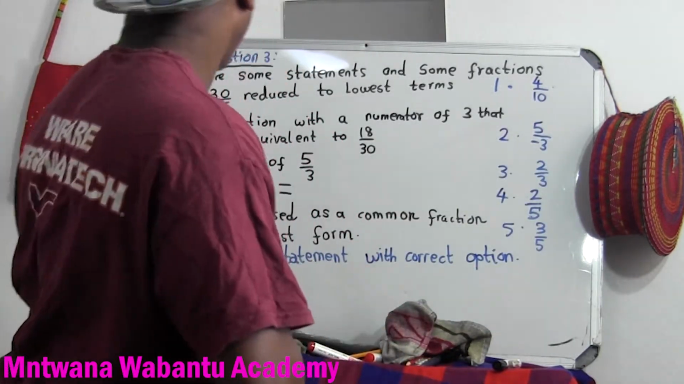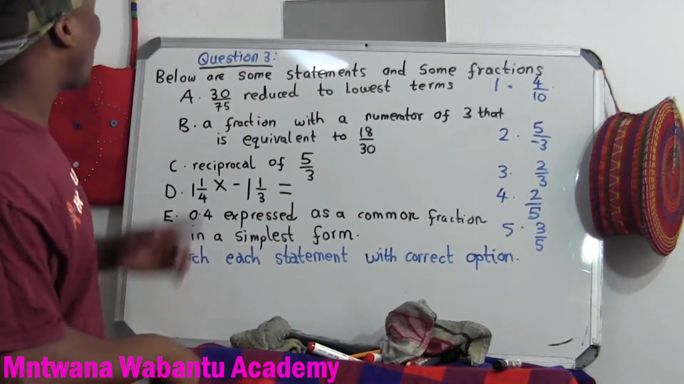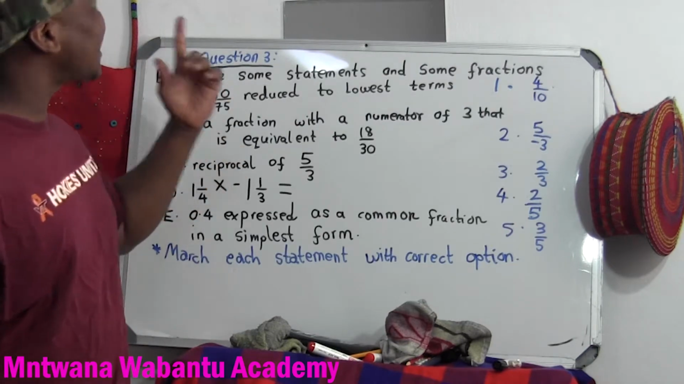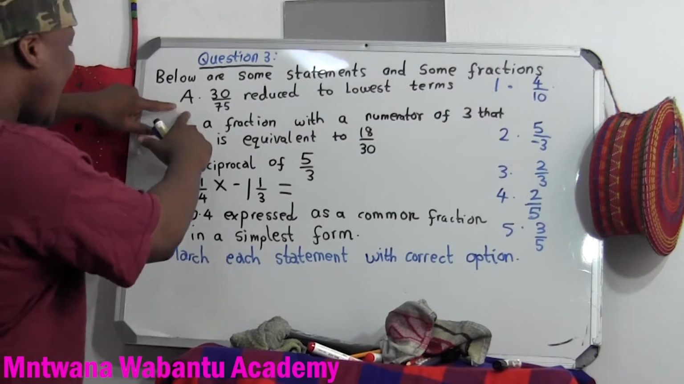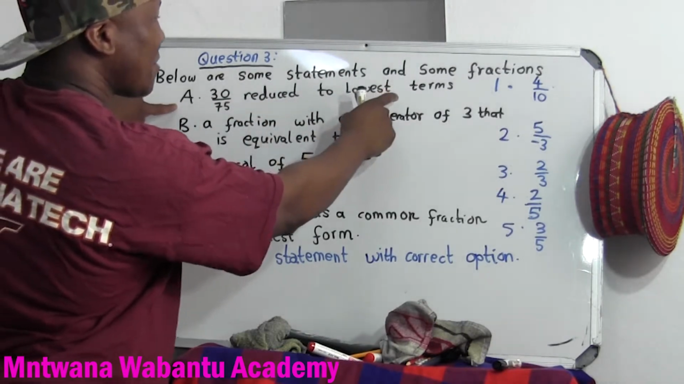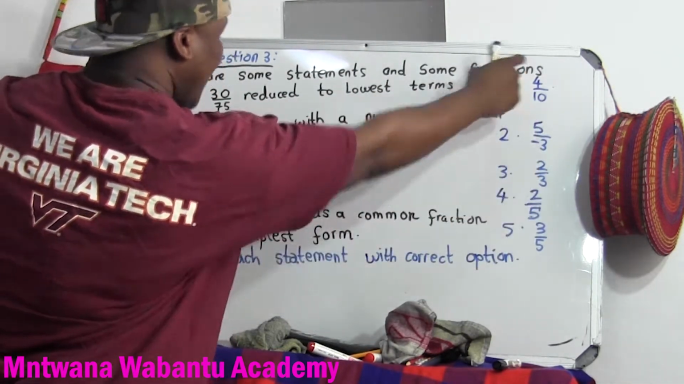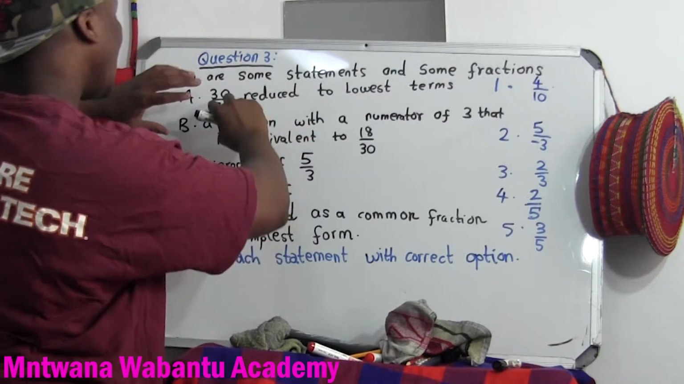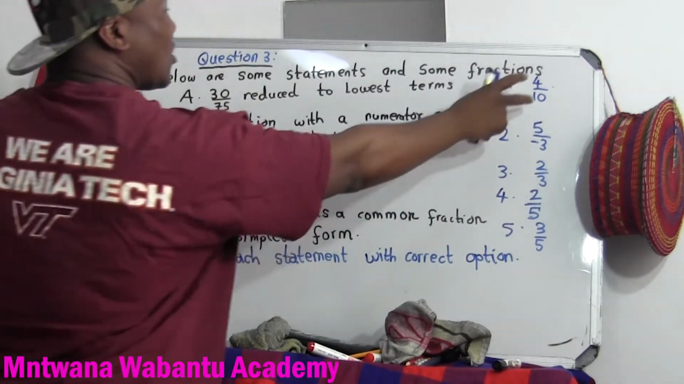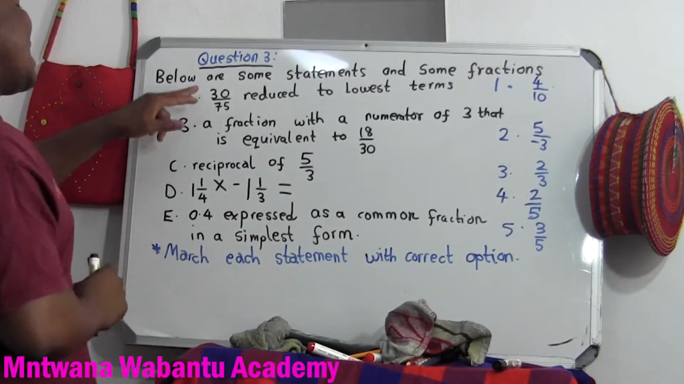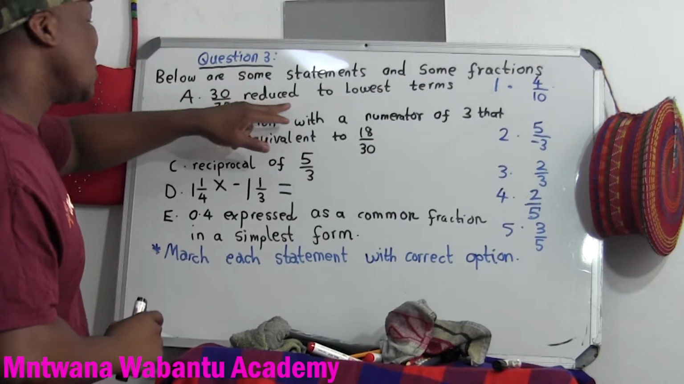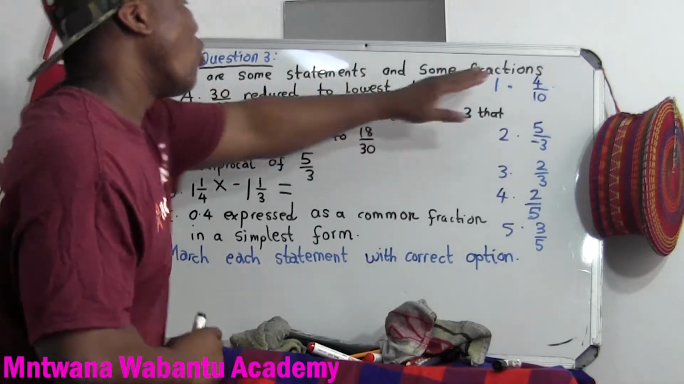Let's get started. So now in a question here, let's say question number 3, below are some statements and some fractions. Statement A, 30 over 75 reduced to the lowest term, means these are the options here. From this expression, do whatever they instruct you, and then you have to come and pick the right answer. For example, let's start with the first one. 30 over 75, when you reduce to the lowest term, which one is going to give us?